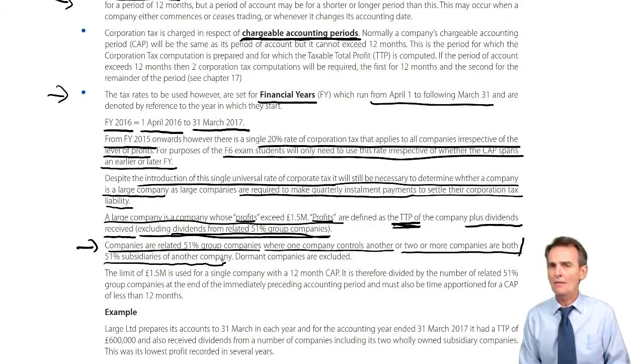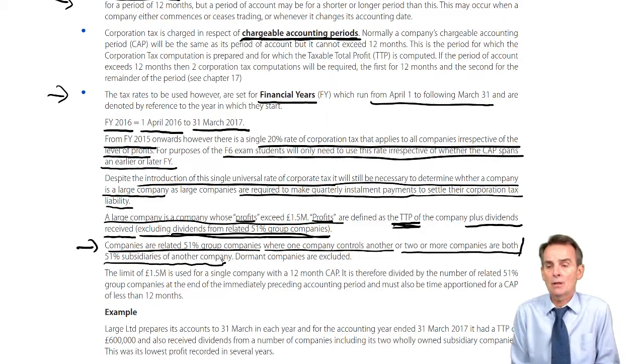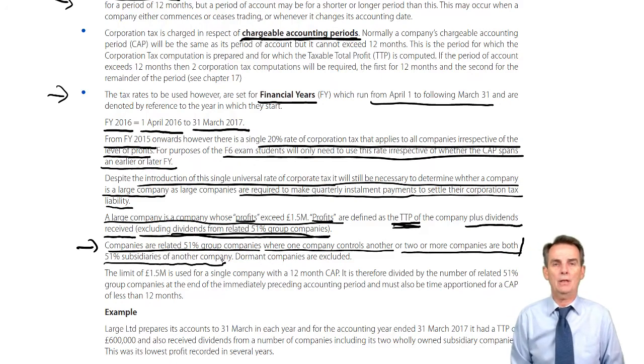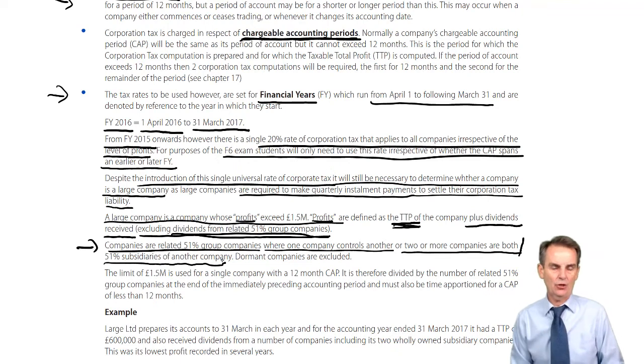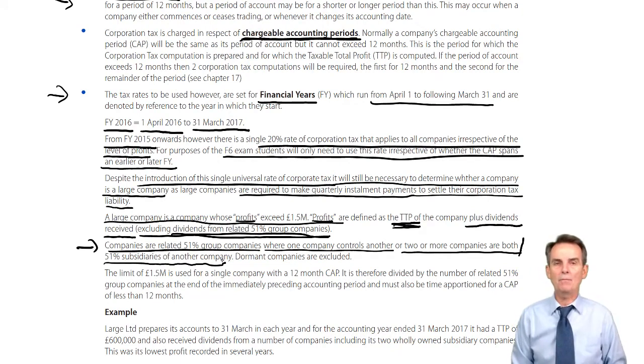It can be reduced for another reason as well. We made reference a few minutes ago to the fact that a chargeable accounting period can never exceed 12 months, but it could be a short chargeable accounting period. If we have a short period of account, it would become a short chargeable accounting period. And if we have a chargeable accounting period of less than 12 months, then that self-same profit limit, the 1.5 million there, will be time apportioned.